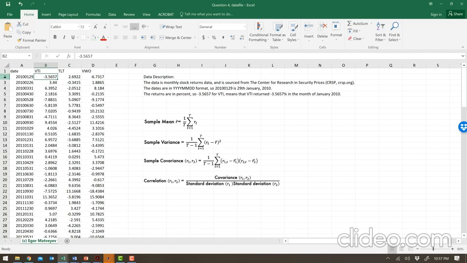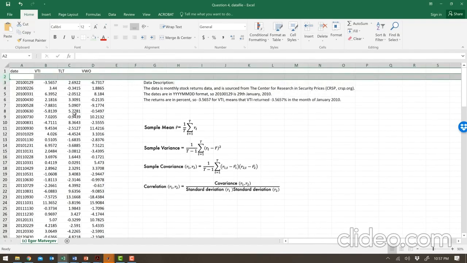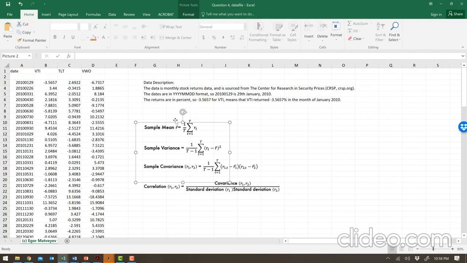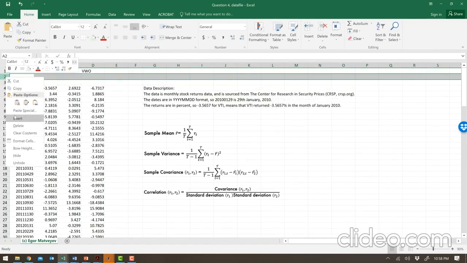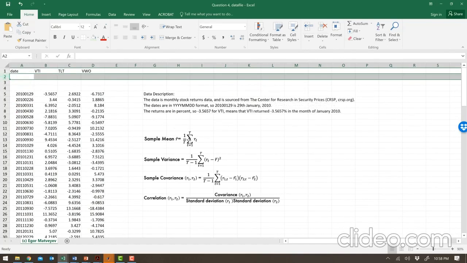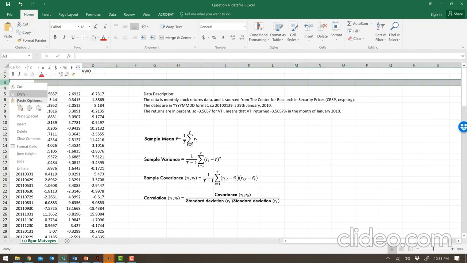Let's start with the sample mean. Here I provide formulas so that we can easily see what it is that we're trying to compute. I will first use the formulas directly and compute these statistics by hand, and then I will show you shortcuts and some of the formulas in Excel that allow us to compute these basic statistics more easily. So let's start with the sample mean. The sample mean by definition is just the sum of all returns divided by the number of these returns. So I'll first compute it by hand.